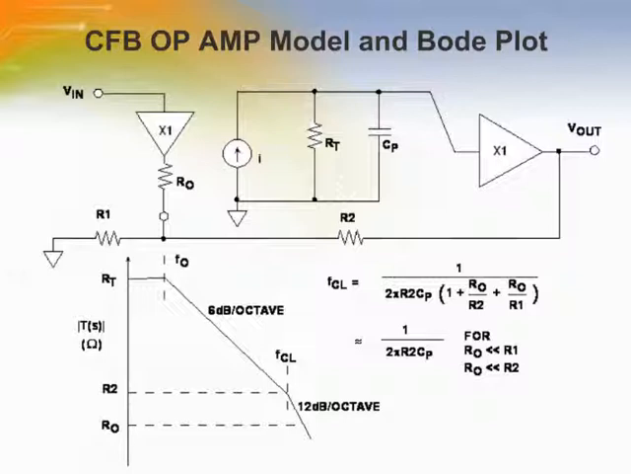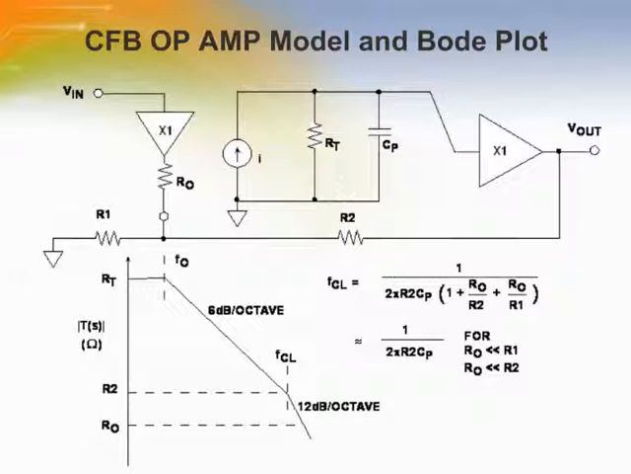Examination of this equation quickly reveals that the closed-loop bandwidth of a CFB op-amp is determined by the internal dominant pole capacitor C sub P, the external feedback resistor R2, and is independent of the gain setting resistor R1. This ability to maintain constant bandwidth independent of the gain makes CFB op-amps ideally suitable for wide-band programmable gain amplifiers.